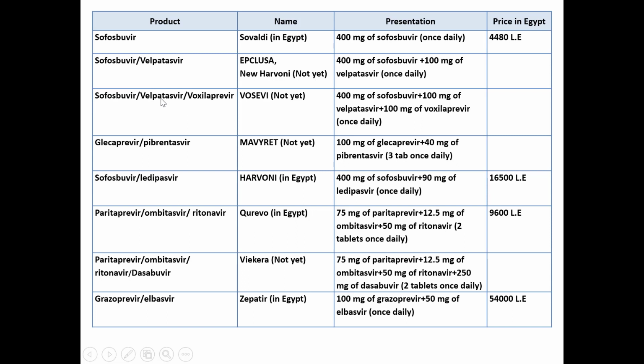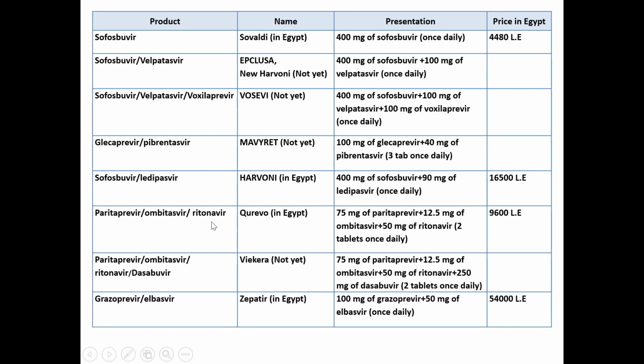Sofosbuvir, velpatasvir, voxilaprevir in the market is named Vosevi. Each tablet contains 400 mg of sofosbuvir, 100 mg of velpatasvir, and 100 mg of voxilaprevir, to be taken once daily. Glecaprevir plus pibrentasvir in the market is named Mavyret. It is not available in Egypt. Each tablet contains 100 mg of glecaprevir plus 40 mg of pibrentasvir, to be taken 3 tablets once daily. Sofosbuvir plus ledipasvir, its name in the market is Harmony, and it is available in Egypt. 400 mg of sofosbuvir plus 90 mg of ledipasvir, to be taken once daily.